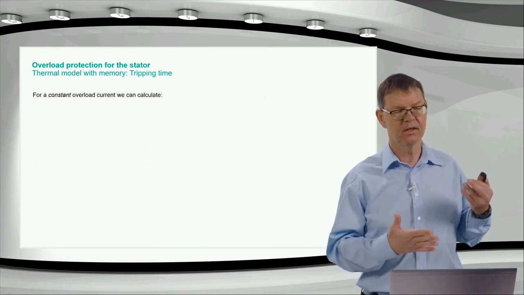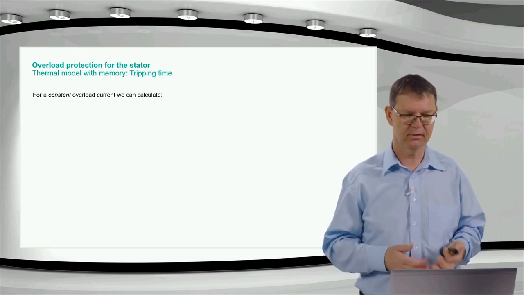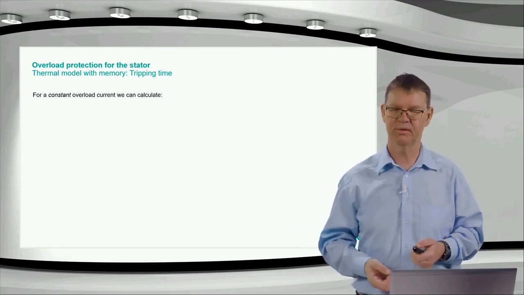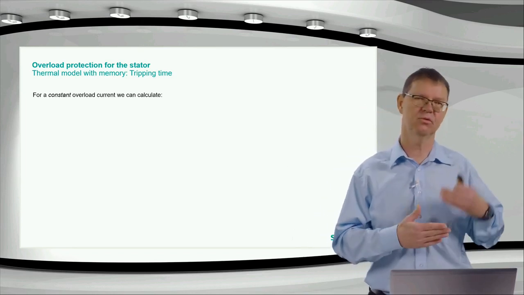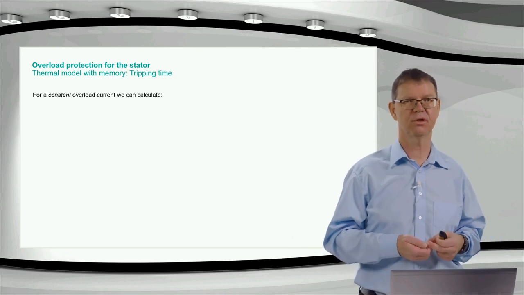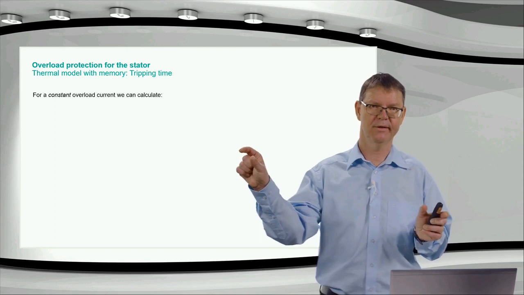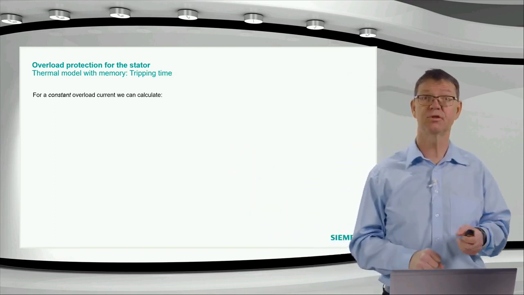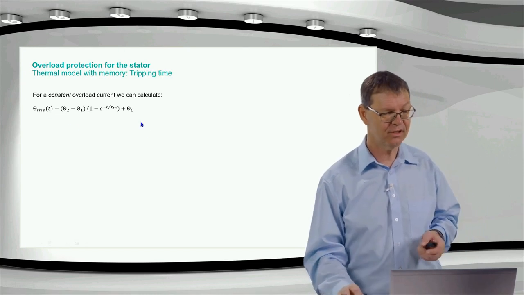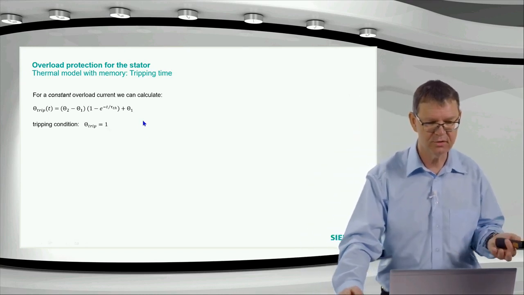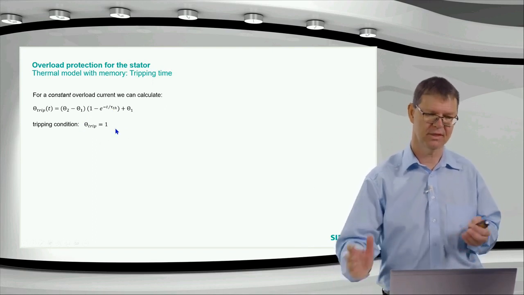Very quickly, if I have a constant overload current, then I can make the following calculations. If the current is moving up and down, of course, then it becomes more complicated. But for testing, you normally inject a constant current, and then you are curious, if you have a certain temperature already there, what is the tripping time until I reach the end temperature? Okay, so this is basically, again, our E function we had before, and the tripping condition is always that my theta is 1, the temperature is 1, dimensionless.